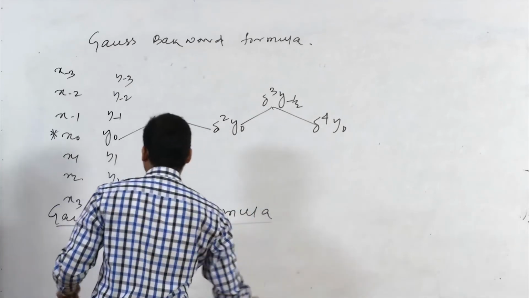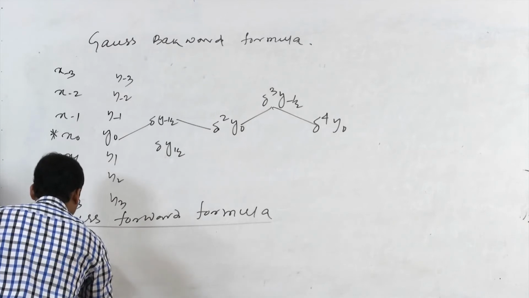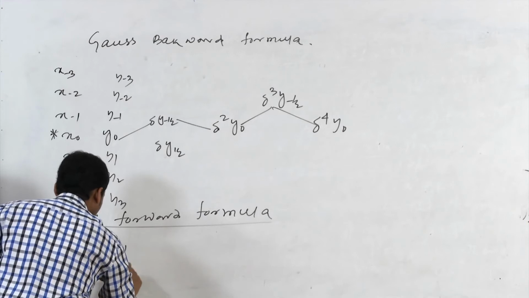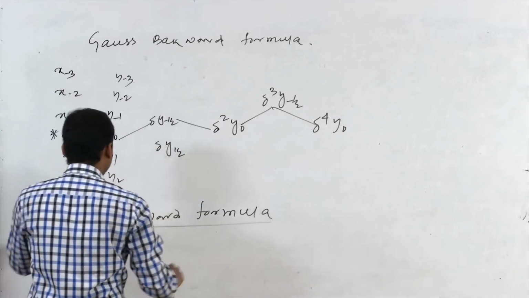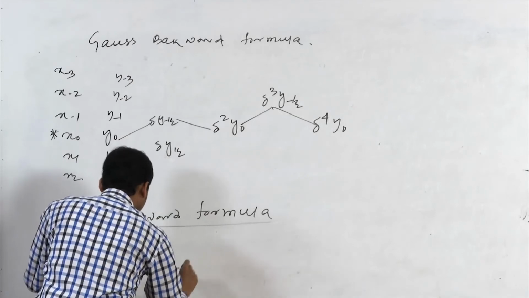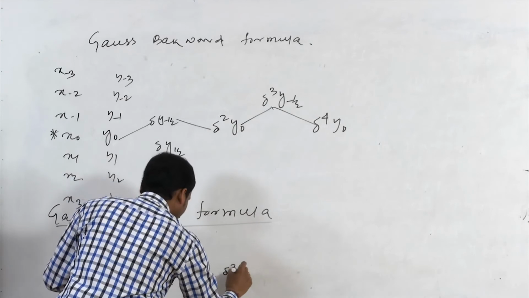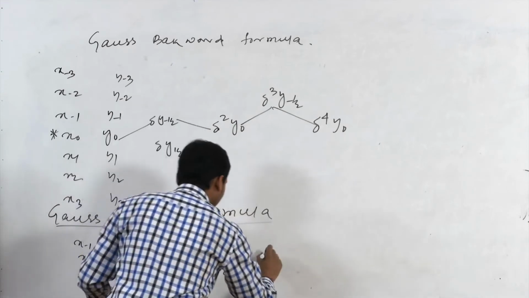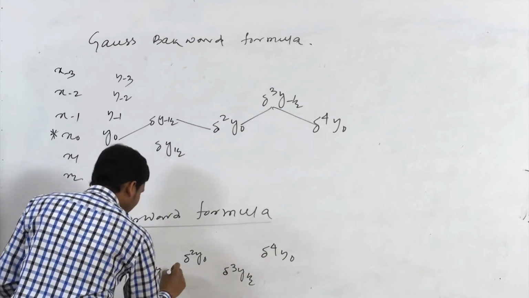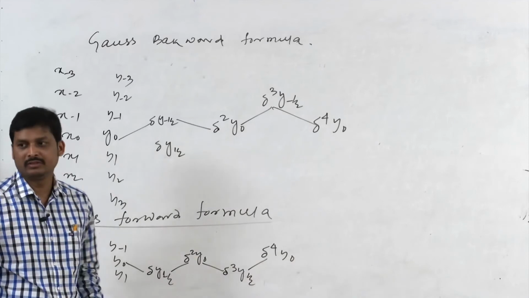We consider this central difference approximation in the form of x of minus 1, x0, x1, so y of minus 1, y0, y1. For these differences, first we go for delta y of half, then del square of y0, then del cube of y of half, then del to the power 4 of y0. This means that with a forward marching step we are approaching this forward difference formula.